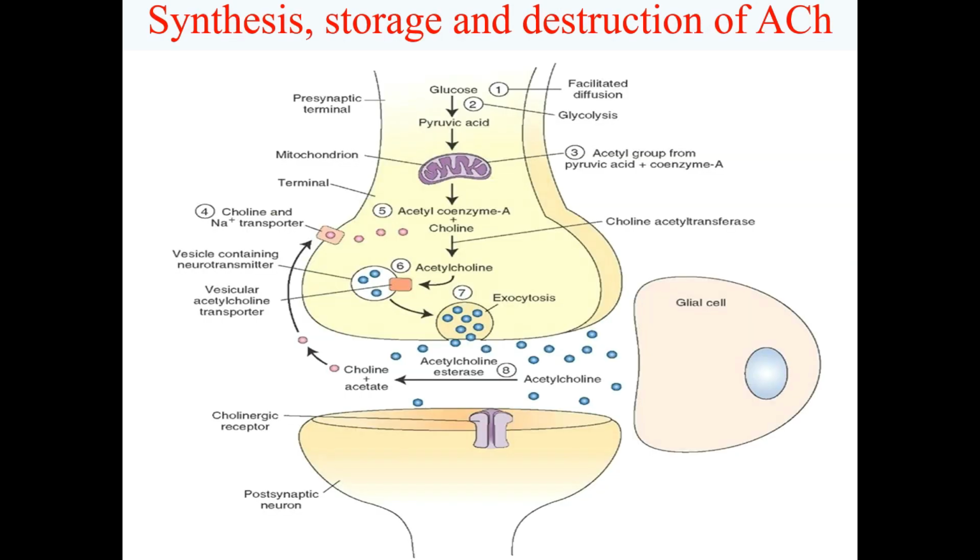On this slide you can see synthesis, storage, and destruction of acetylcholine. What are the steps? First of all, synthesis of acetylcholine itself. Second, uptake to storage vesicles. Third, release of this neurotransmitter. Fourth, its binding to the receptor. Fifth, degradation of acetylcholine with the help of acetylcholinesterase. And sixth, recycling of choline. Choline is going back.